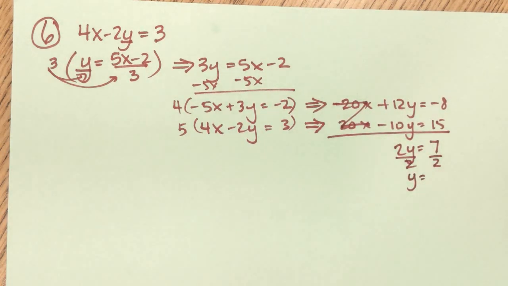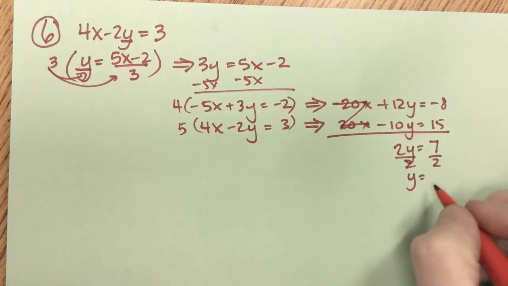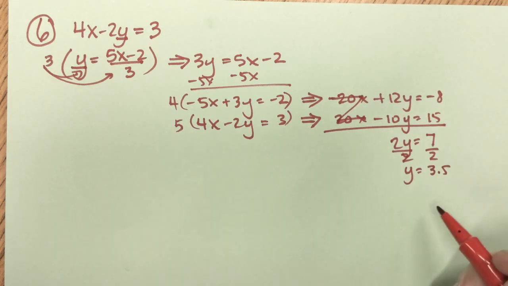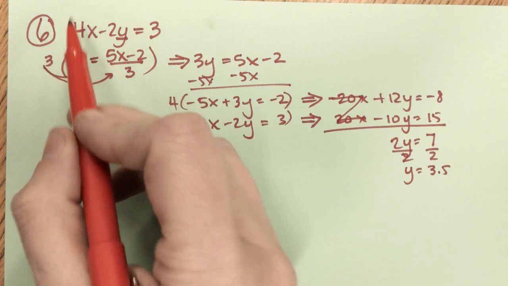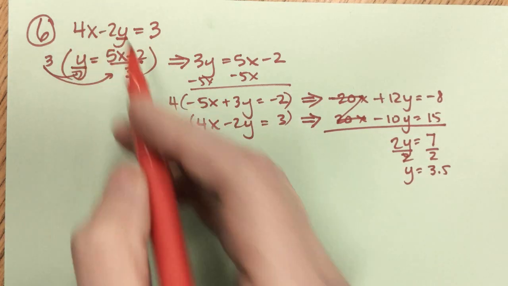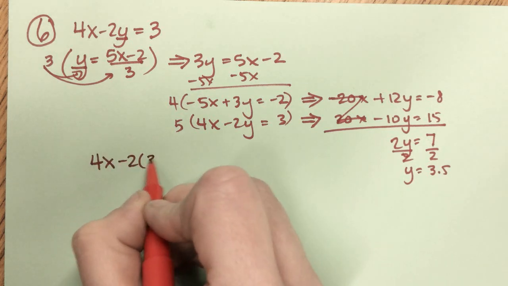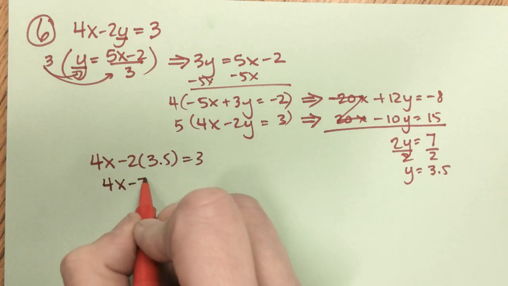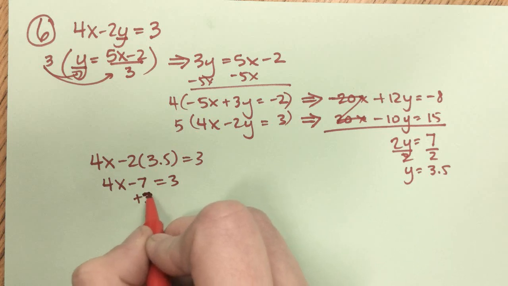I get y equals 3.5. Okay, I'm a little freaked out because that's a decimal, but you know what? It might be right, so let's see what happens. I'm going to go back to the original equation. So I have 4x minus 2 times y, which is 3.5, equals 3. 4x minus 7 equals 3, plus 7.